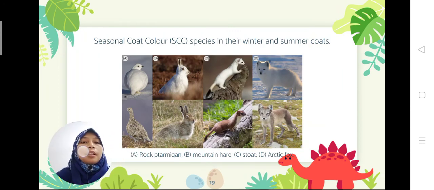There are some other adaptations, using the seasonal coat color, SCC. This SCC species will change their fur color in order to survive in cold weather and summer weather. For example, the bird called rock ptarmigan, the mountain hare, the stoat and the Arctic fox. They will change their color according to the weather.